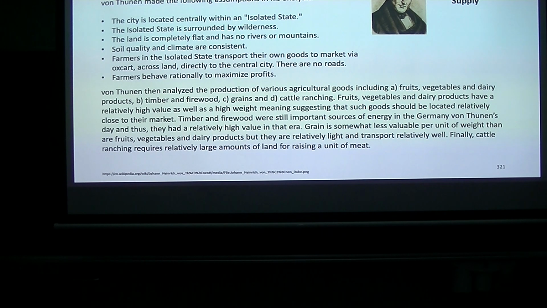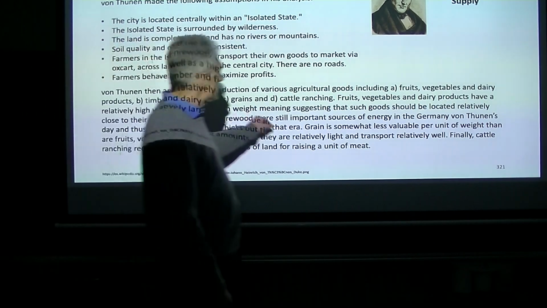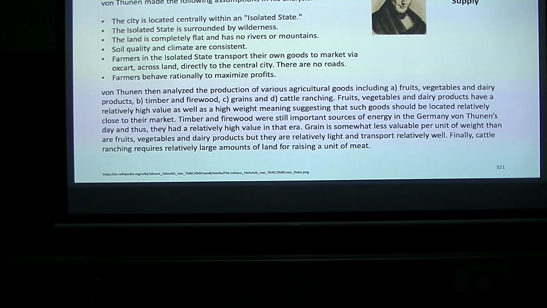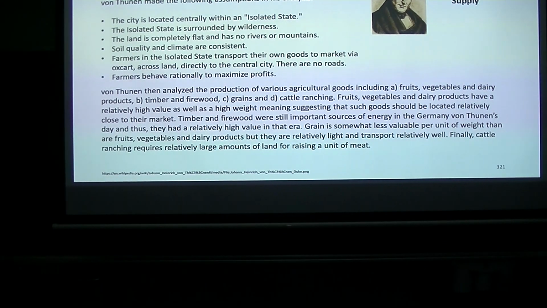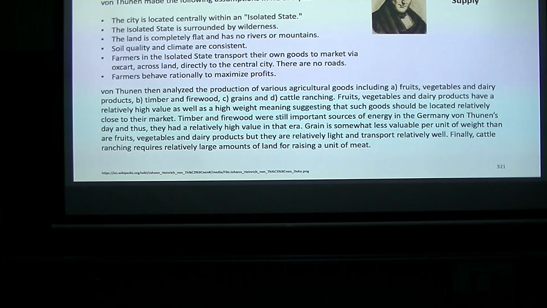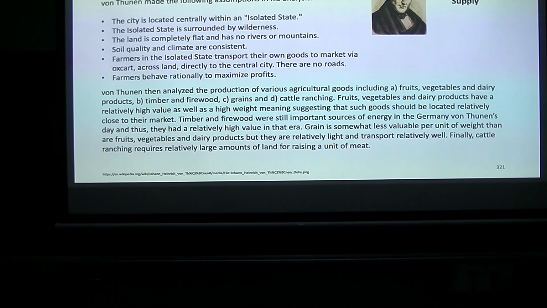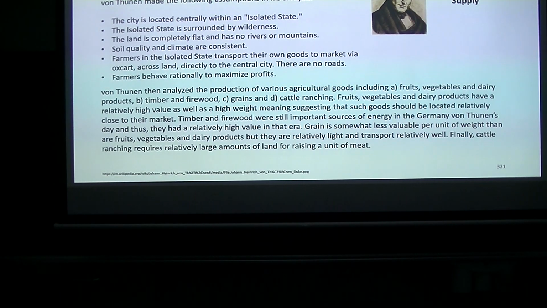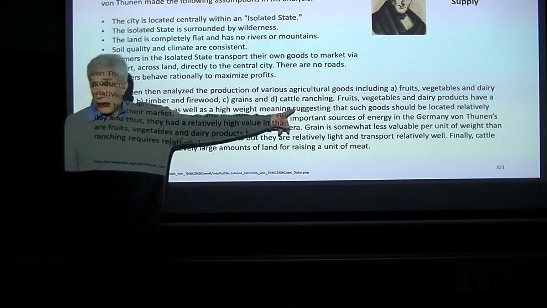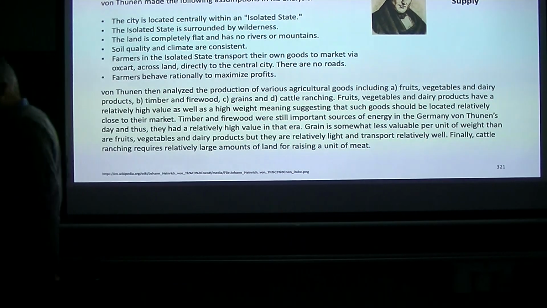So he talks about this, as I say, it's early 19th century, but he looked at the production of various agricultural goods, again at that time: fruits, vegetables, dairy products, timber and firewood. That tells you how long ago it was. Timber and firewood were important back then. They built things with wood, it was Germany, it's cold in the winter, they needed firewood, they needed grains, you grew grains, well they ate meat, but the cattle had to graze.